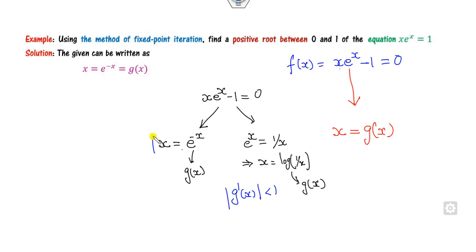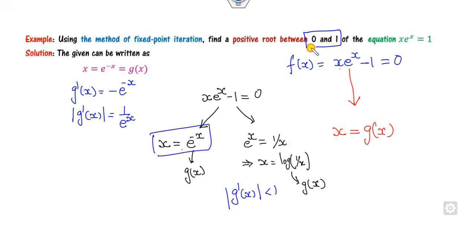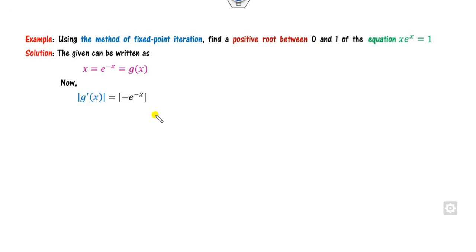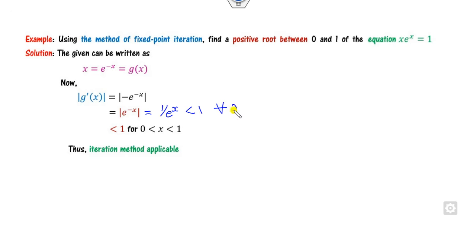So let's see, first we have discussed about this case. What is the g dash of x? Minus e raised to power minus x. What is the mod of g dash? It is 1 over e raised to power x. Now x lies between 0 and 1. So this number is always less than 1, because this number is nothing but 1 over e^x, and it is less than 1 for all x which belongs to (0, 1). So therefore the iteration method is applicable on this g(x).